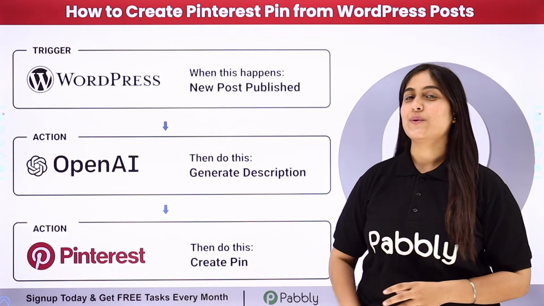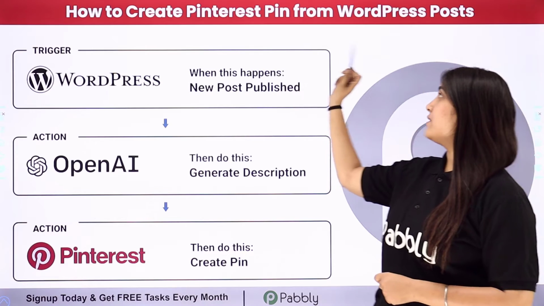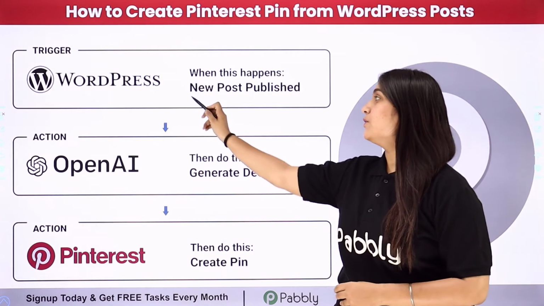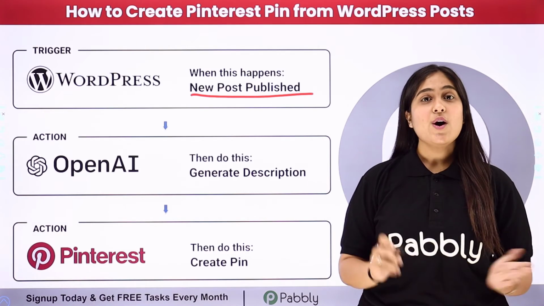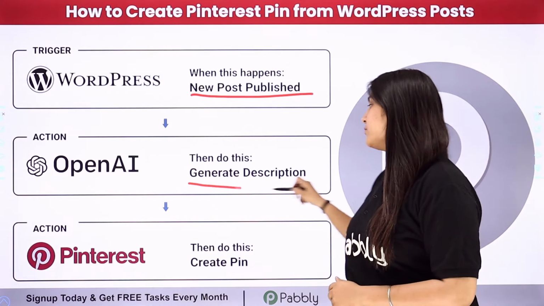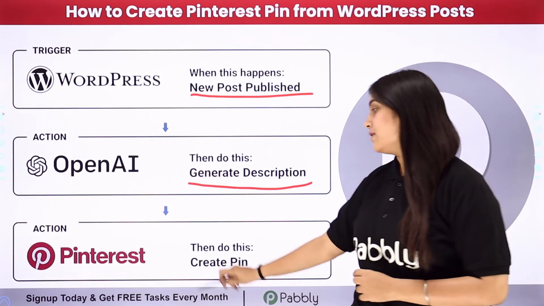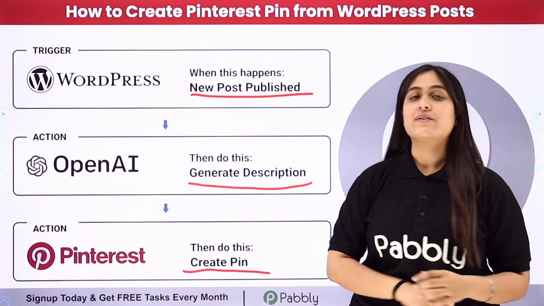So in this video we are going to learn how to create Pinterest pin from WordPress post. So in this case I want whenever a new post is published on my WordPress account, automatically a shorter description for that post should be generated using OpenAI. And then I want using that description a new pin should be created in my Pinterest account.